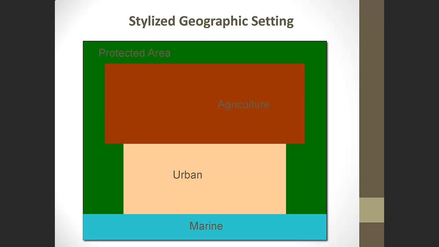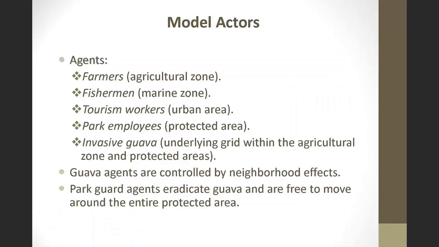It does have an urban area down by the marine. We have agricultural highlands. This whole area is wrapped, or adjacent, by the protected areas. So we built this kind of place. We created a number of agents. We were interested in farmers, fishermen, tourist workers, park employees, and invasive species. We're working on a project now where the agent is the plant itself, and so we're trying to model the distribution of seeds as the plant migrates across the landscape. In this case, we're looking at it a little bit differently.